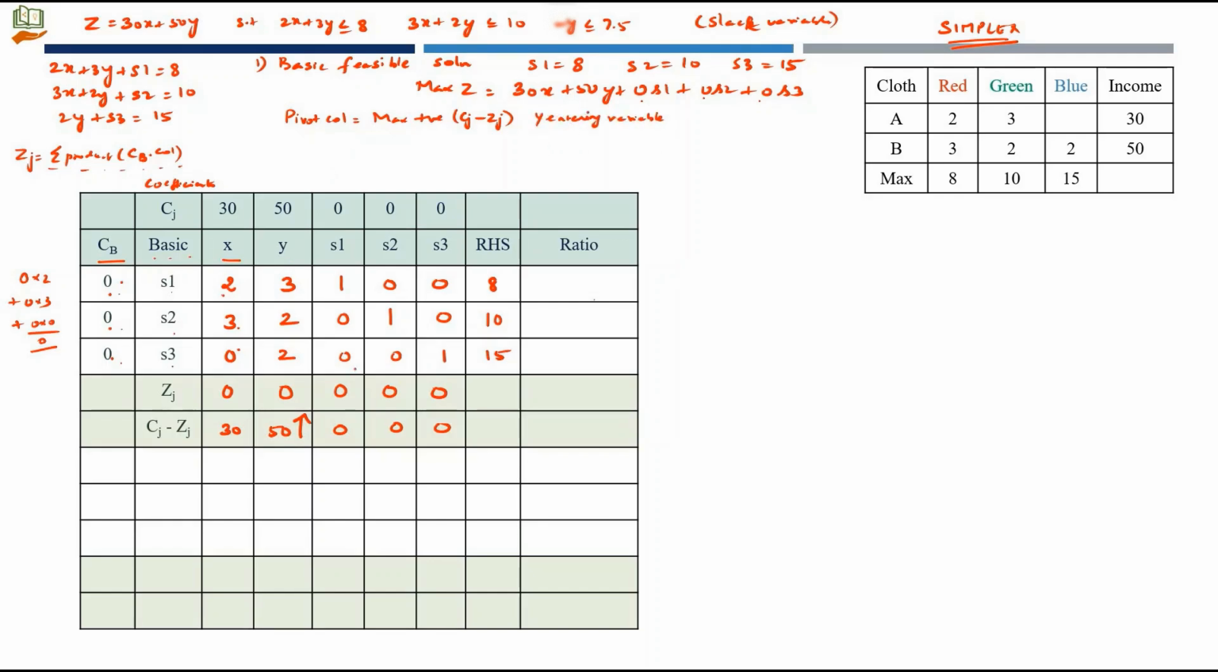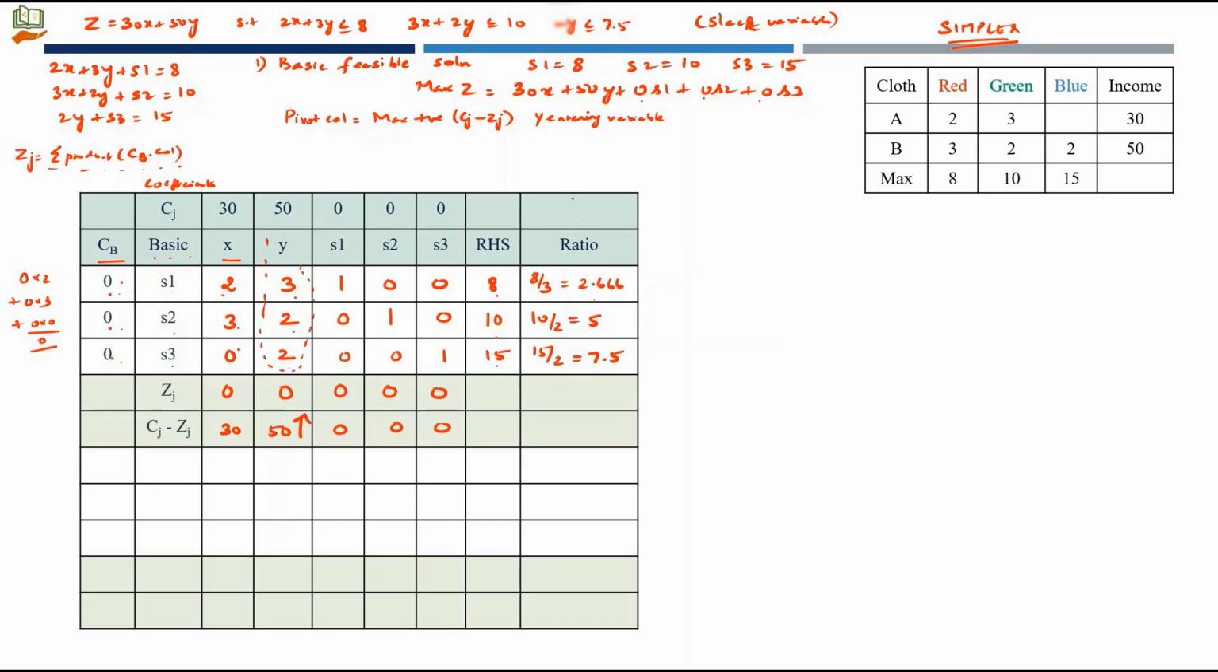Now we have to find the leaving variable. How should you do that? RHS divided by the pivotal column. What is the pivotal column? It is this one. 8 by 3, 10 by 2, 15 by 2. 8 by 3 will be 2.666. 10 by 2 will be 5. 15 by 2 will be 7.5.